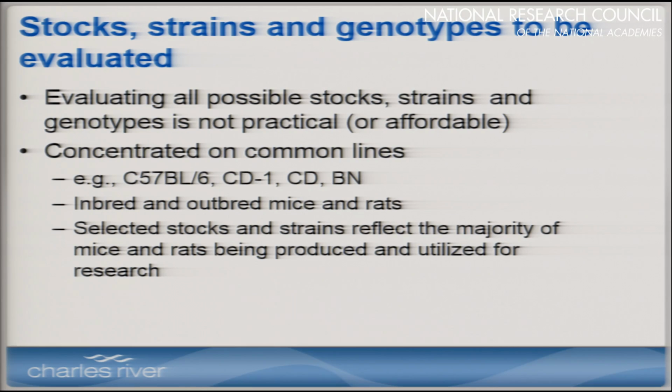The CD1, the most common outbred. Another common name would be a Swiss mouse. And then for the rats, the CD rat or the Sprague Dawley rat and the Brown Norway, again, an outbred and an inbred. And these reflected the majority of the mice and rats that we produce, certainly, as well as those being utilized in research.